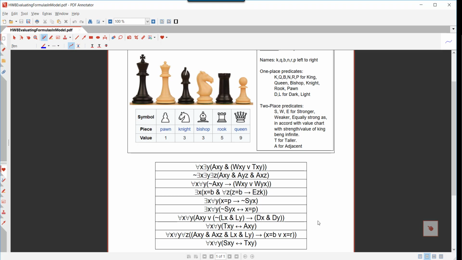Okay, for all x, there exists a y, such that x is adjacent to y, and x is weaker than y or x is taller than y. So we know that everything has something adjacent to it, so the first conjunct is satisfied by everything, but then the question is whether the thing that is adjacent is either weaker than y or taller than y. So this one's tedious because you have to look at every possibility.